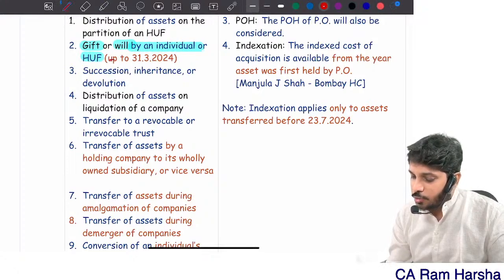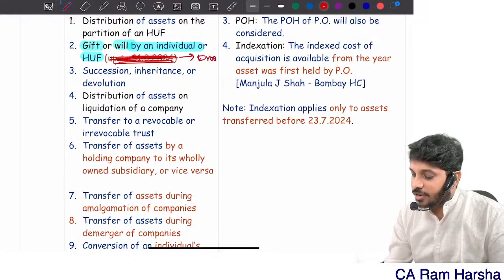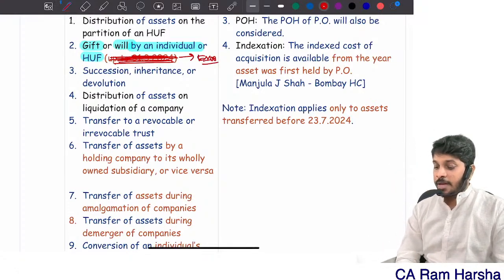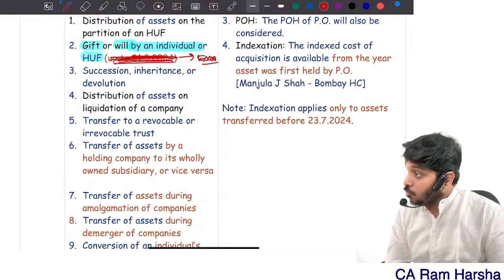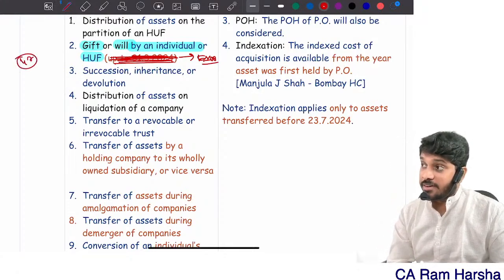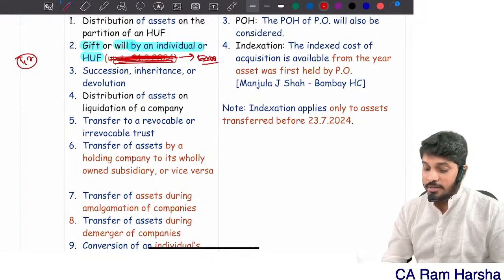By the way, here you remove this 31st March. This 31st March is not required; it is relevant for another point, but for this it is not relevant. Leave it. Getting it? Gift or will by whom? Individual or HUF. Remember, now I need to simultaneously cover 47 section also.